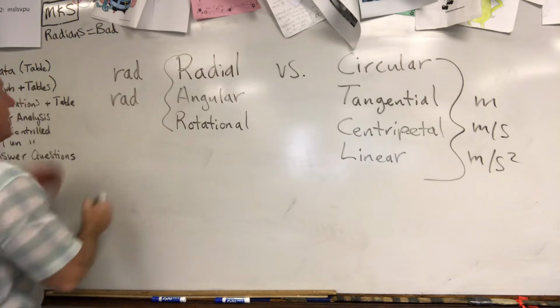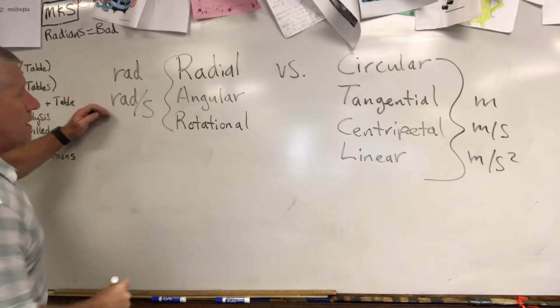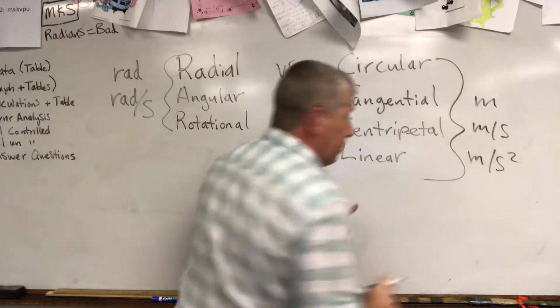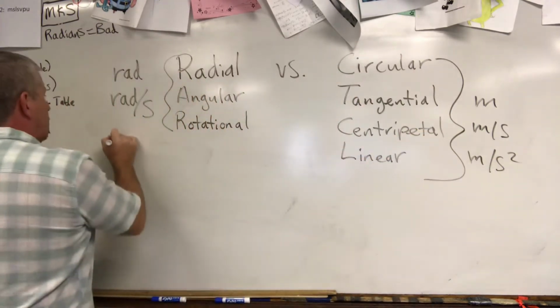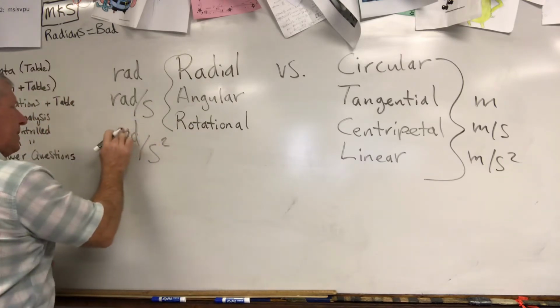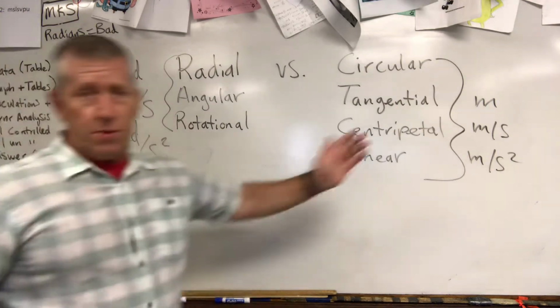So there's my distance in radians. My velocity would be in radians per second. So radians versus meters, radians per second versus meters per second, and radians per second squared versus meters per second squared.